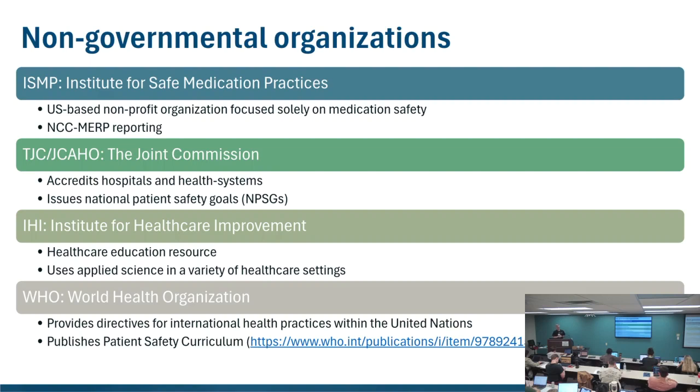I've already mentioned and alluded to the Joint Commission. It used to be called JACO, Joint Commission for Accreditation of Healthcare Organizations, but they changed it to TJC, which I think is harder to say. And now it's just the Joint Commission. They don't like being abbreviated. So it is a nonprofit that accredits hospitals and health systems.